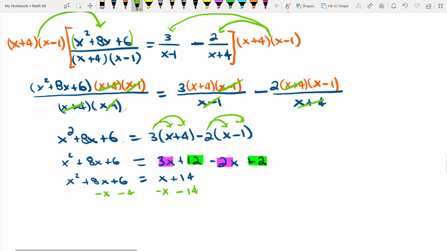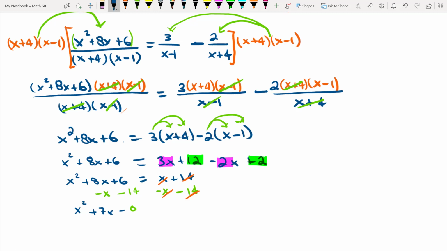All right, that'll cancel, giving me a 0 on the right-hand side of the equation. And when we combine like terms on the other side, x squared plus 7x, oh, this should have been a minus 14. Okay, let me erase this, let me clean this up. 6 minus 14, that'll give us a negative 8.